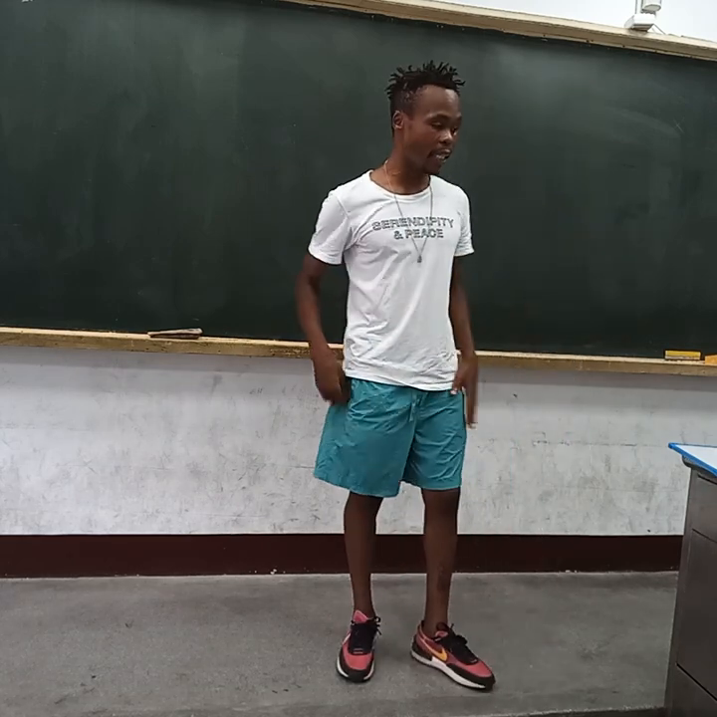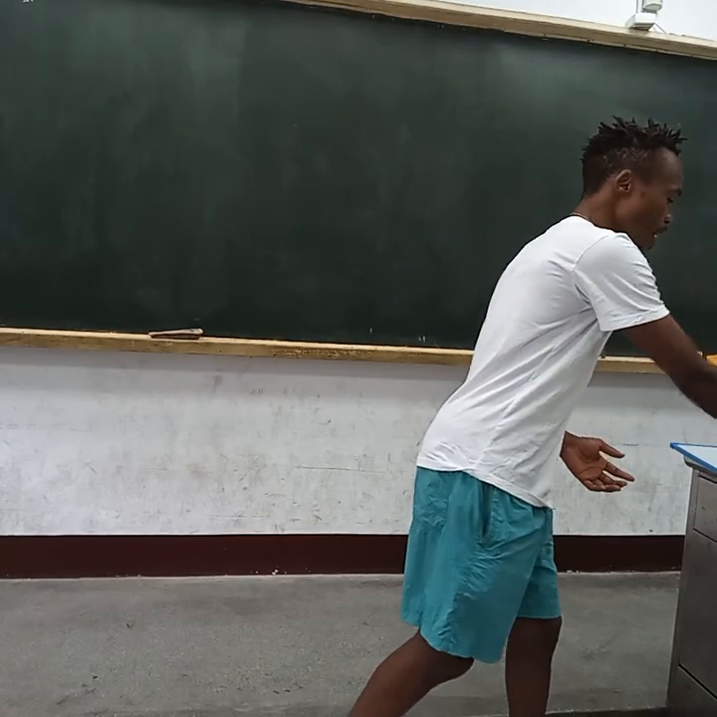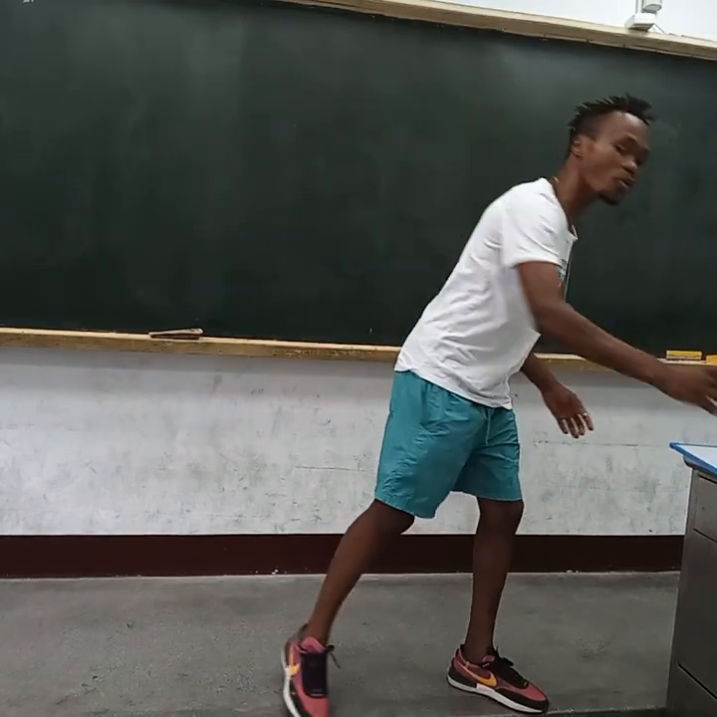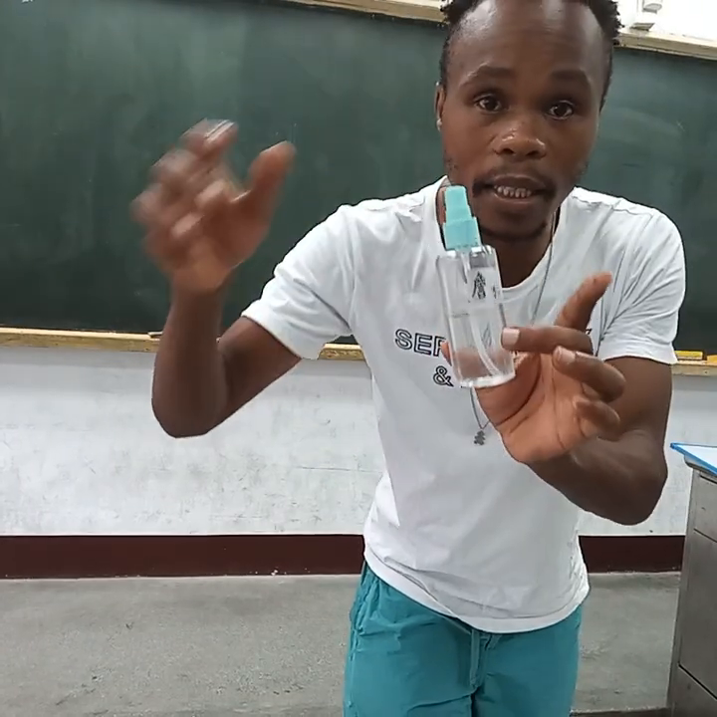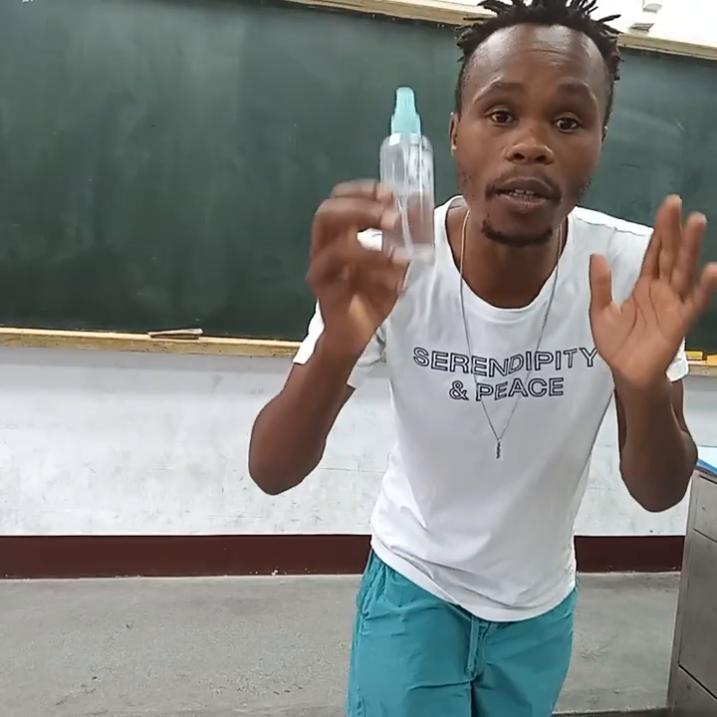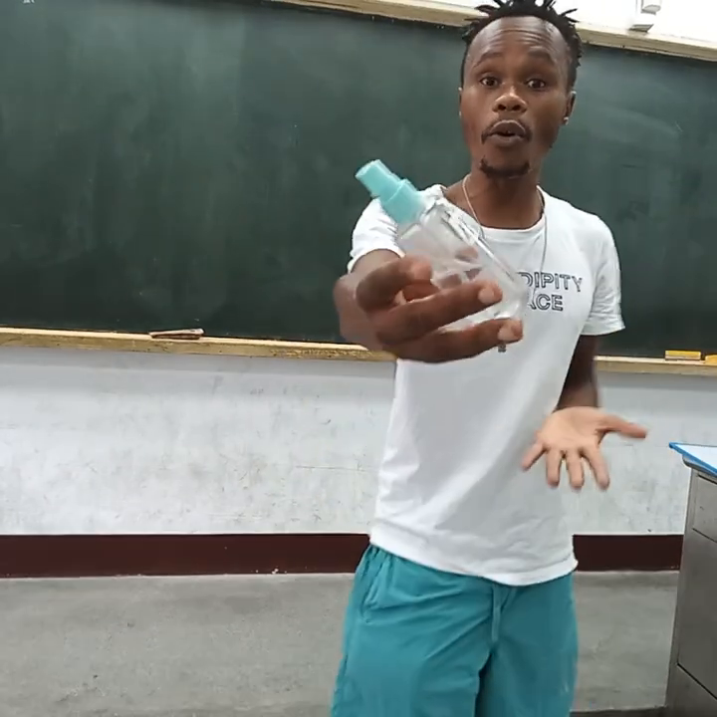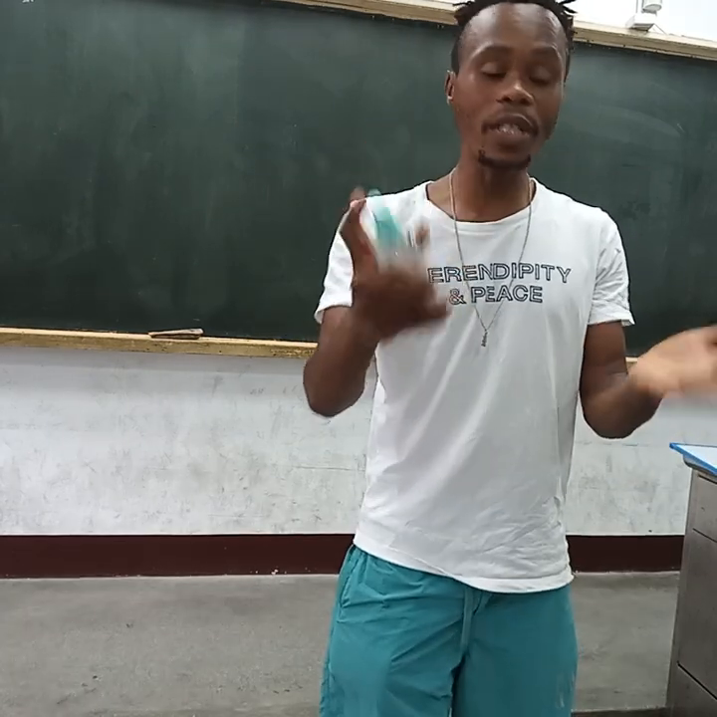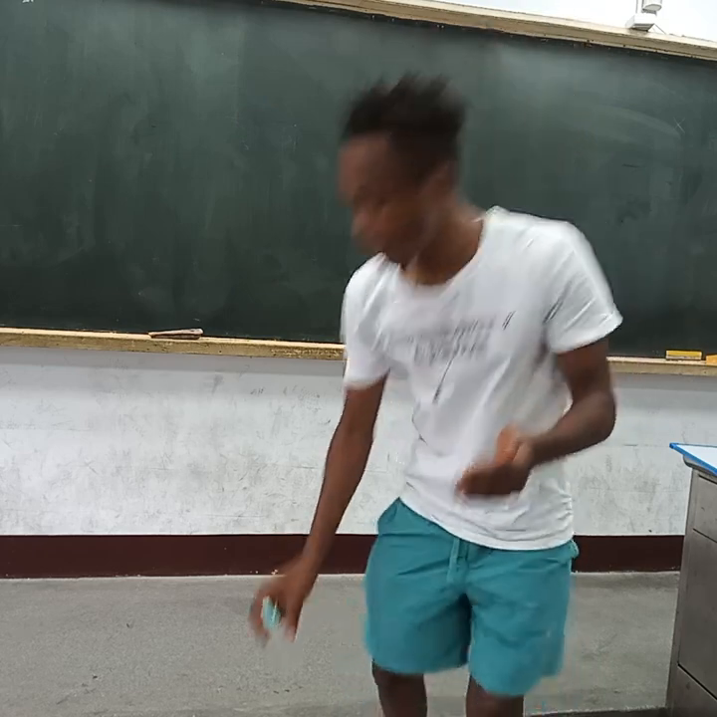Before we start with our game, the first thing I want to do is introduce what we are using today. All right, so the first one is, we call this alcohol spray. What do we call this? Alcohol spray. What is it for? What do we use this for? We use this to spray on our hands.